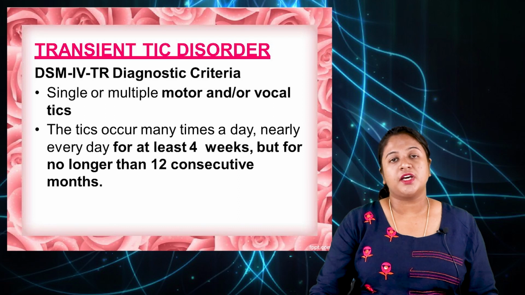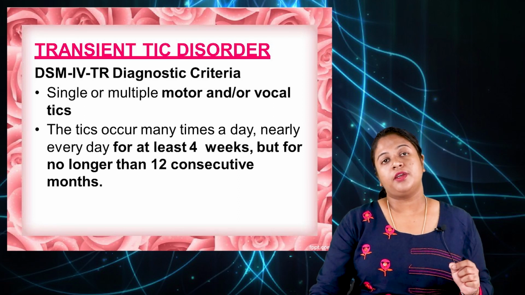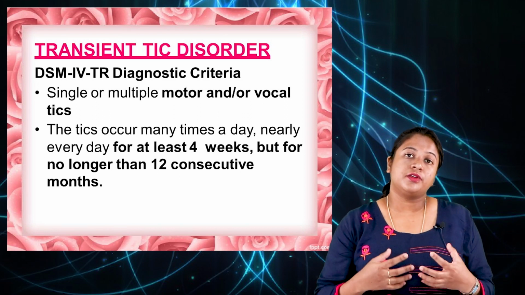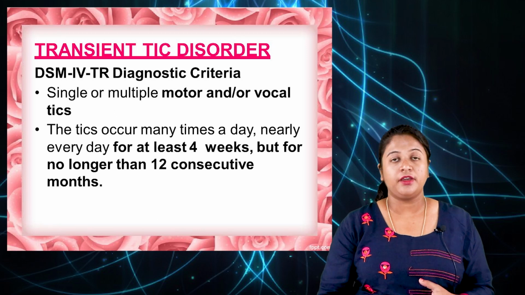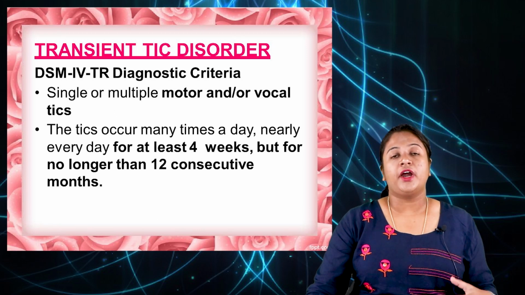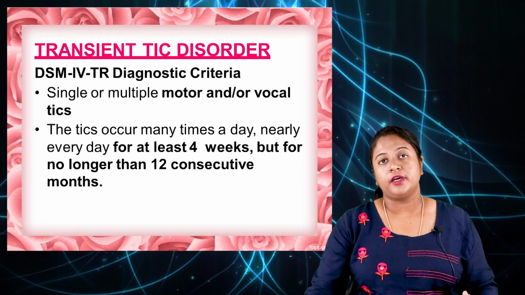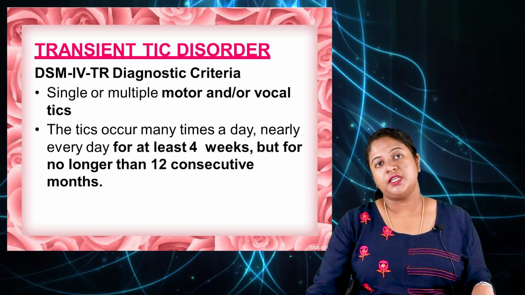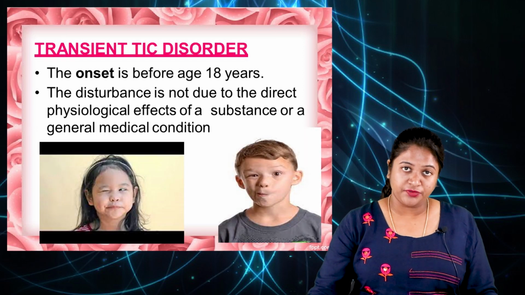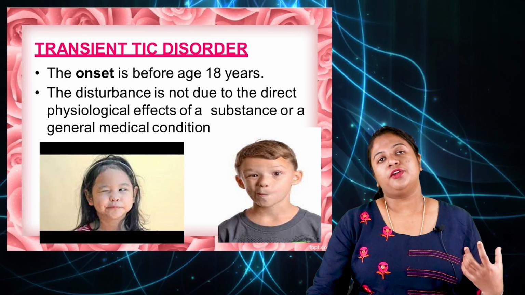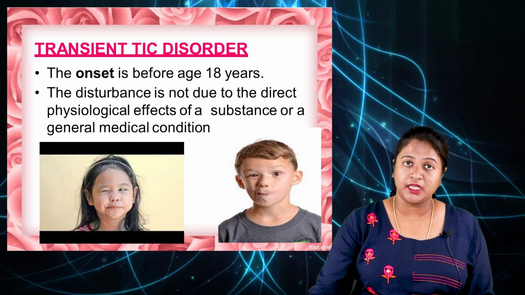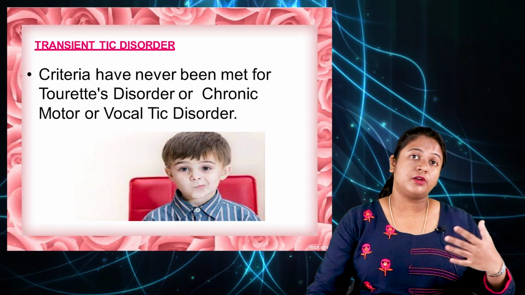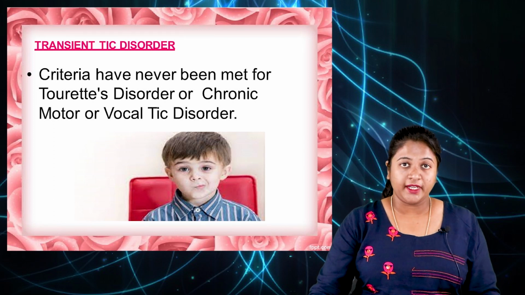The third condition is a transient tic disorder. In this, you can note a single or multiple motor or vocal tics. Here the tic symptoms can be noted almost every day for a period consecutively of at least 4 weeks, but not longer than 12 consecutive months. So you can diagnose the condition, and usually it is seen before the child attains 18 years of age. It should not be because of any kind of physiological effect or any general medical condition or use of a substance or medication. The criteria should not meet the Tourette's disorder or a chronic motor or the vocal tic condition.